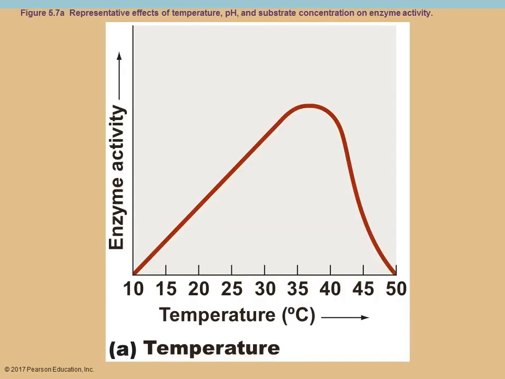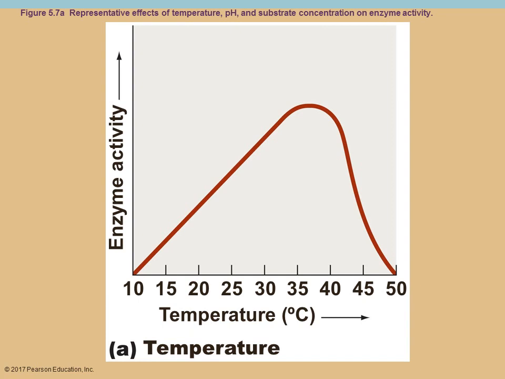So things like temperature and pH will show kind of a classic bell-shaped curve. There will be a range at which the enzyme would be active. You go outside that range and it's not going to be functional. Within that range, there's going to be a peak or an optimum point.